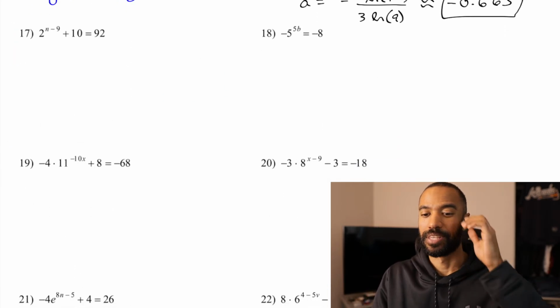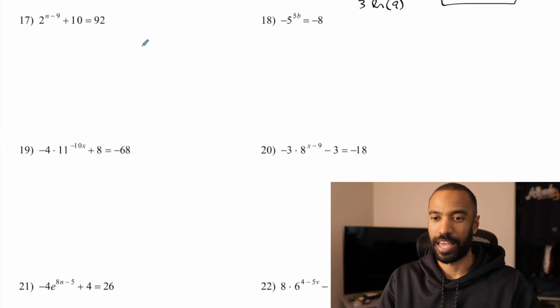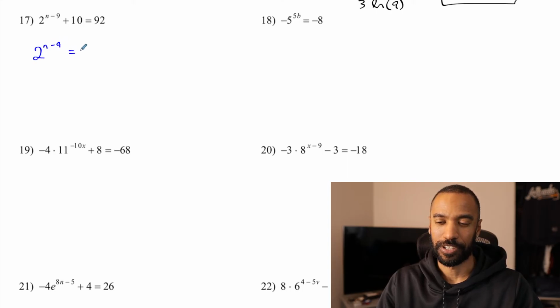6 more problems and then we're done. Can I finish within the hour 30? I don't think I can. I can if I wasn't teaching it. I could finish it in the next 2 minutes if I did. But alas, I'm not.